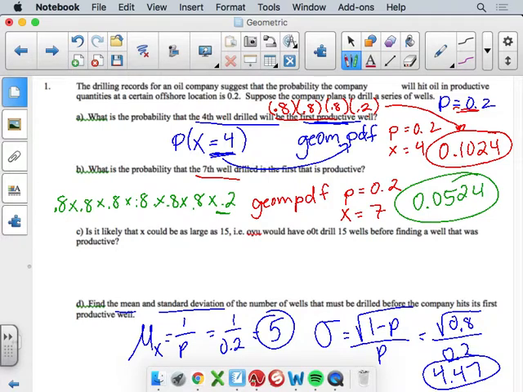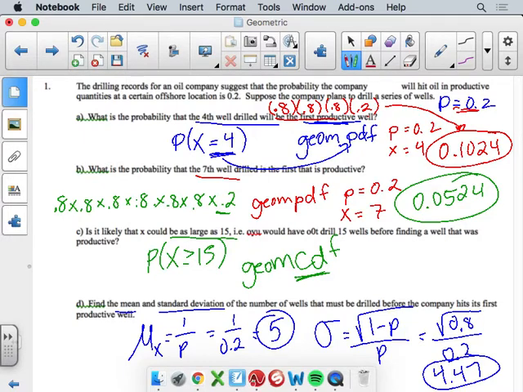Let's do it this way. Is it likely that it could be as large as 15? That means 15 or bigger. So that would be like asking the probability that it takes greater than or equal to 15 of these before I get the first productive one. So we're still doing geometric, but then it is a CDF because it's all the ones bigger than.